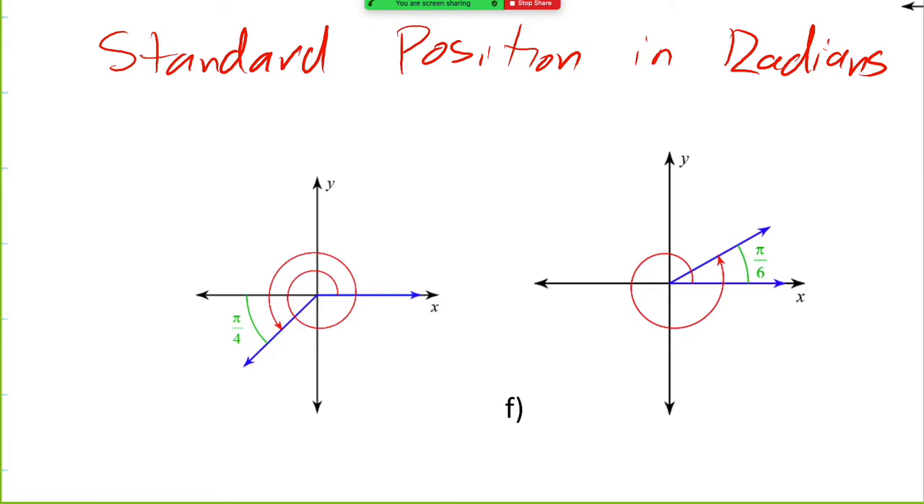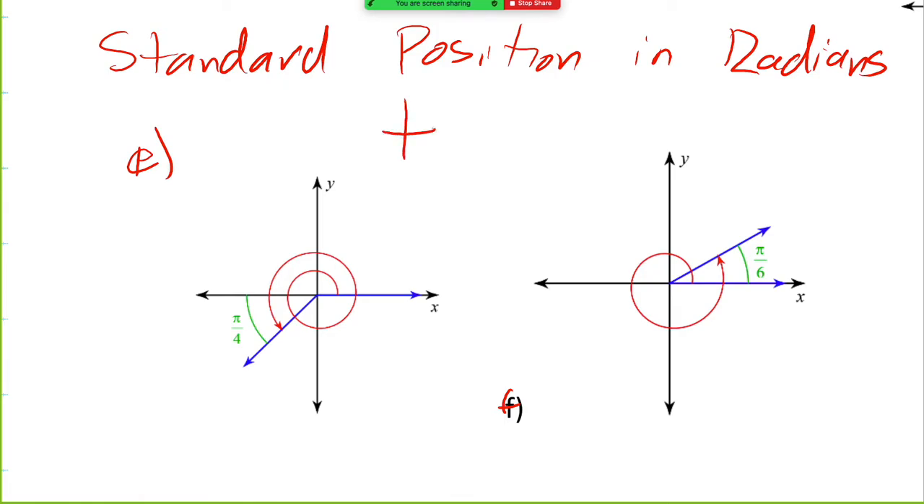If we're working on standard position in radians here, we got two questions. We'll focus on the one on the left. We'll call this number 1 in this case. Actually, they got the letter F down here. We'll call this one E. Okay. One of the first things we got to remember is what direction we're going.